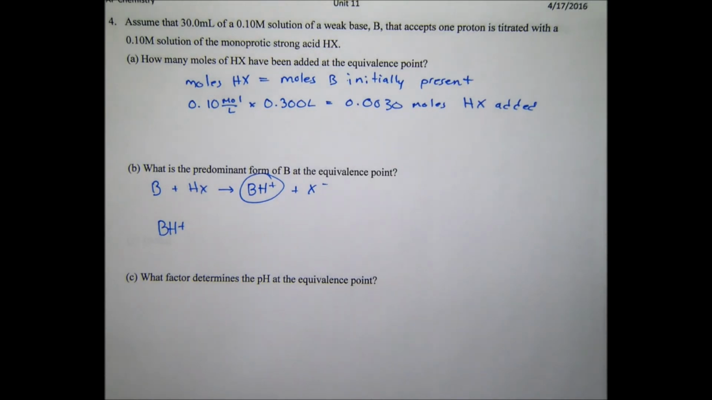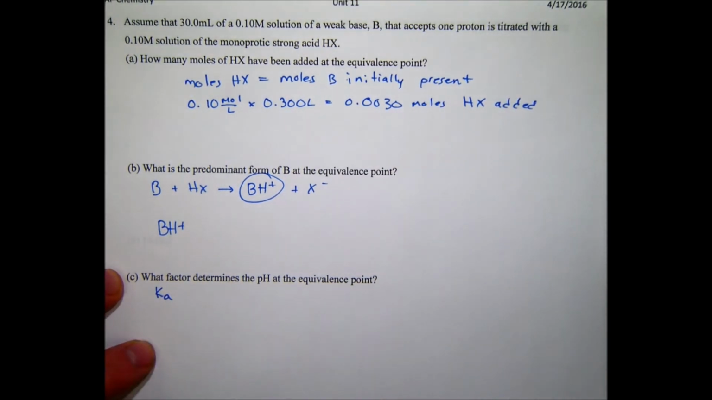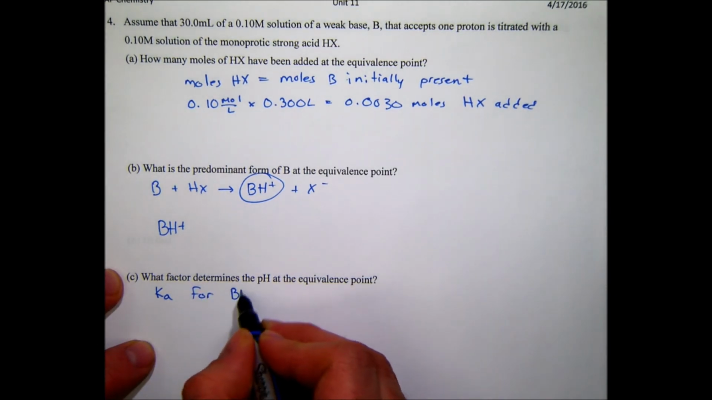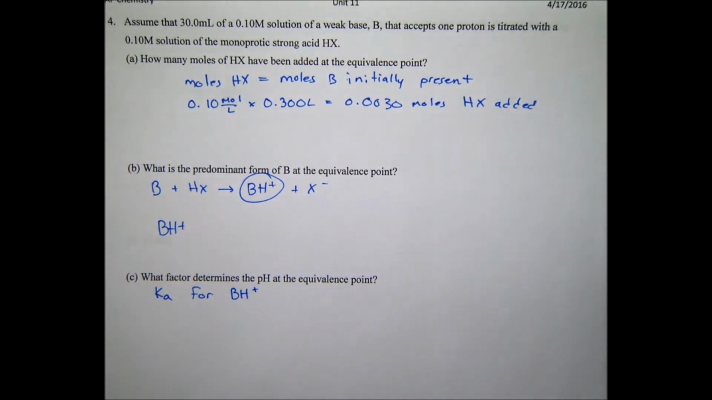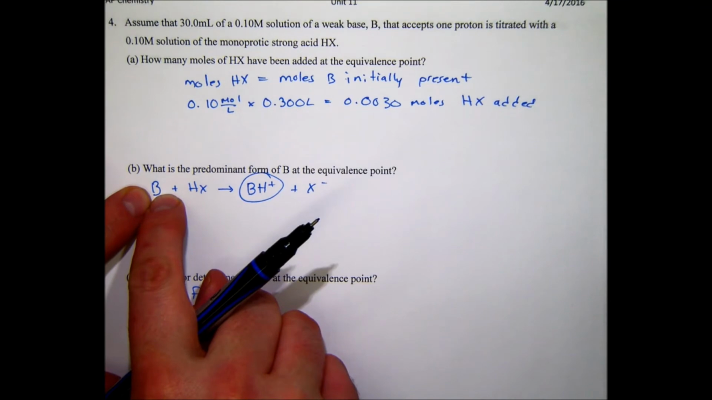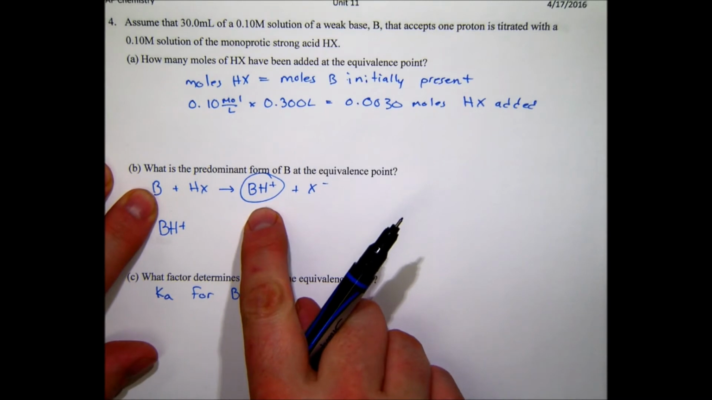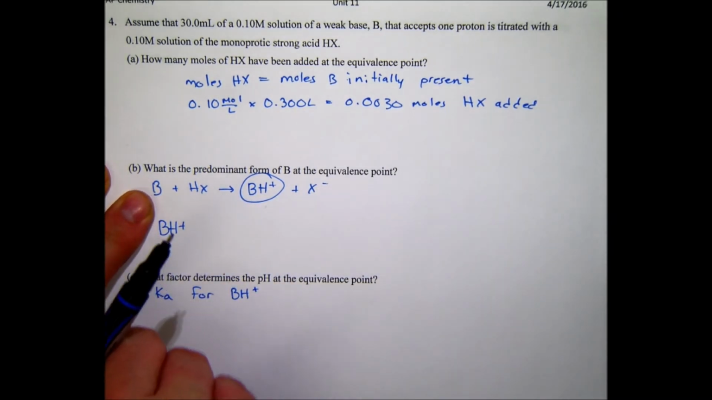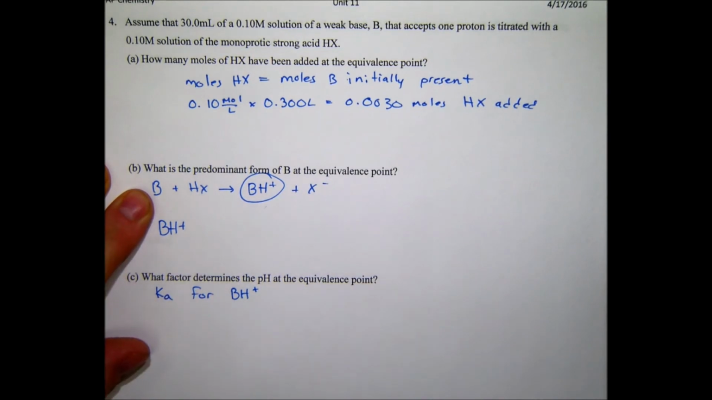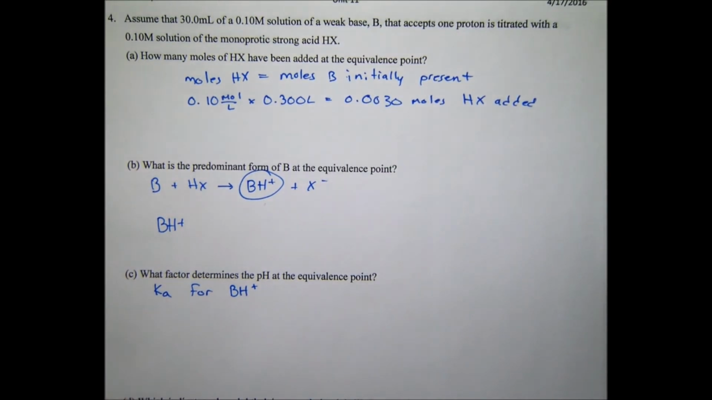So there's really two things that we're focusing on. The most obvious one is the Ka value for BH plus. That will determine it, which again could be, if we knew what the Kb is for B, we could figure out what the Ka is for that. So if we had ammonia NH3 and this was NH4 plus, we could just take 1.0 times 10 to the negative 14 and divide it by the Kb for ammonia, 1.8 times 10 to the negative 5. So that's the biggest part, is the Ka.